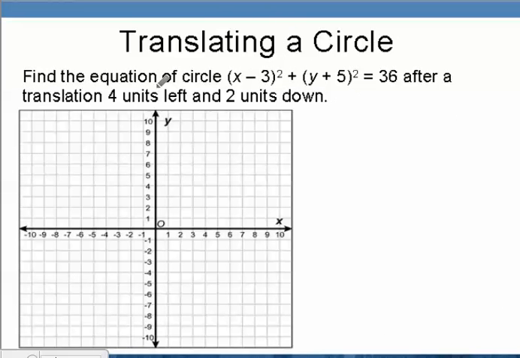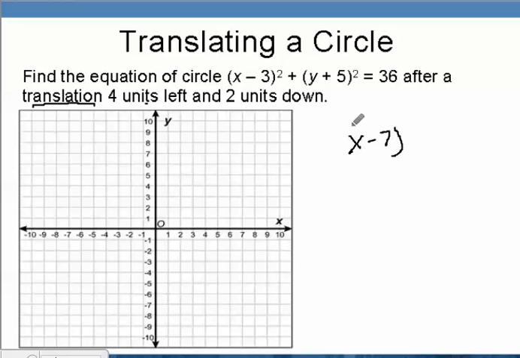So, this one says, find the equation of the circle after a translation of 4 units left and 2 units down. Translation! That was something else we've talked about in Unit 1. We've talked about it many different times. If I'm moving it, all I have to do is move the center. And it's going 4 units left. That's x. So I'm going to go to the left 4 units. That means I would say x minus 7.